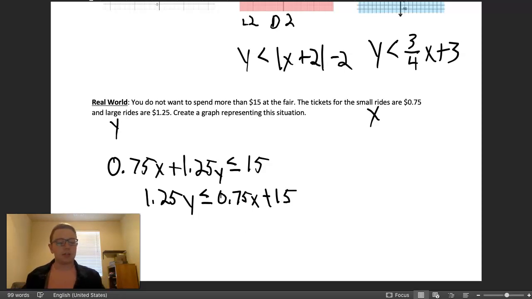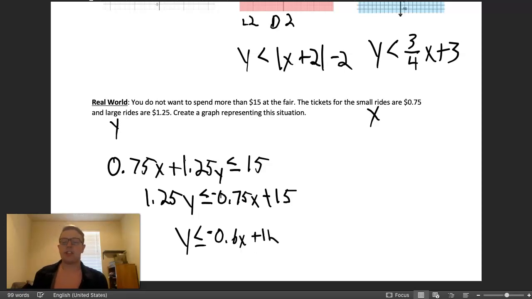And then we're going to divide by the 1.25. Let's pull out our calculators, see how that goes. So we get 0.75 divided by 1.25. We find out that y is going to be less than or equal to negative 0.6x plus, and 15 divided by 1.25 is 12, plus 12. Or you could just do this using your intercepts. Either way would work. But from here, we could actually just make our graph.